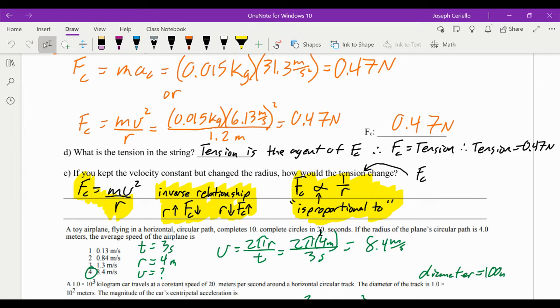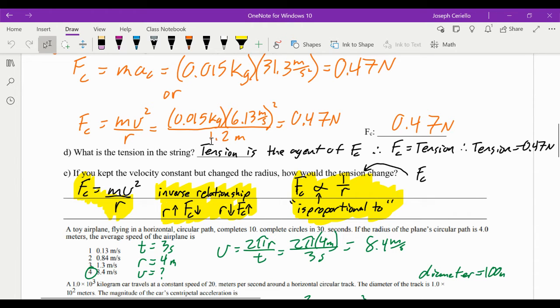Well, centripetal force is m v squared over r. That's all the variables in there. So we notice that there's an inverse relationship. We'll start talking about this more and more later in the unit, but this is an inverse relationship between centripetal force and r. So if r gets bigger, centripetal force gets smaller. If r gets smaller, centripetal force gets bigger. Just put in some numbers, try it out.